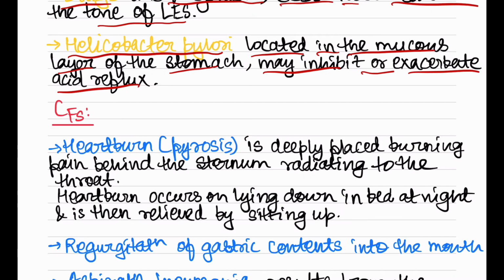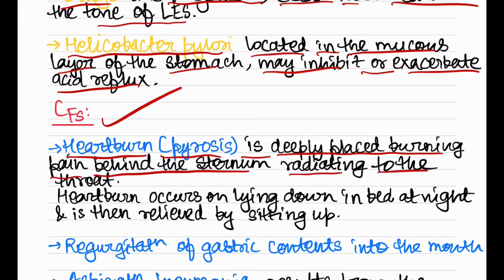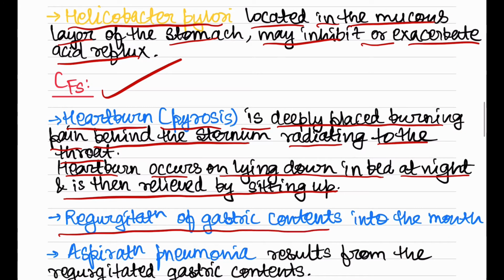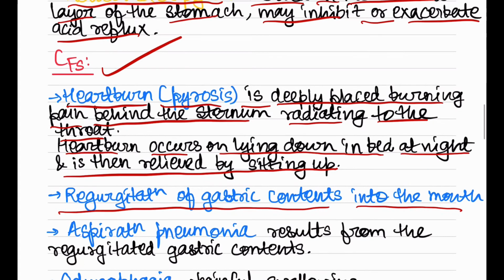Now coming to the clinical features of gastroesophageal reflux disease, first is heartburn, which is also known as pyrosis. It is a deeply placed burning pain behind the sternum which radiates to the throat. Heartburn occurs on lying down in bed at night and is relieved by sitting up. Next is regurgitation of gastric contents into the mouth. Aspiration pneumonia is a very important complication of gastroesophageal reflux disease. It results from the regurgitated gastric contents.